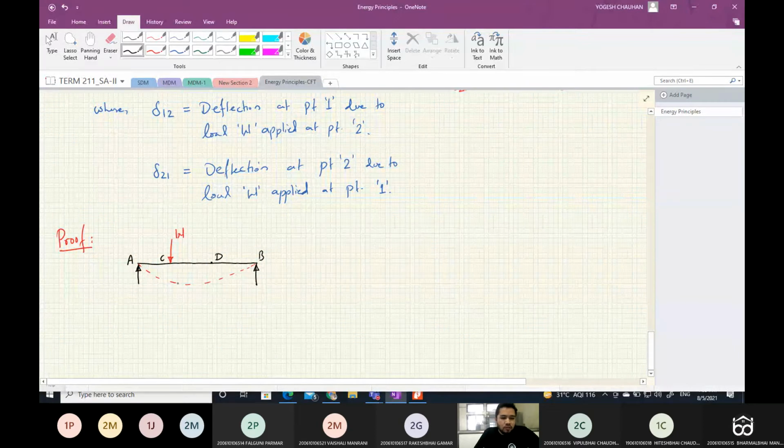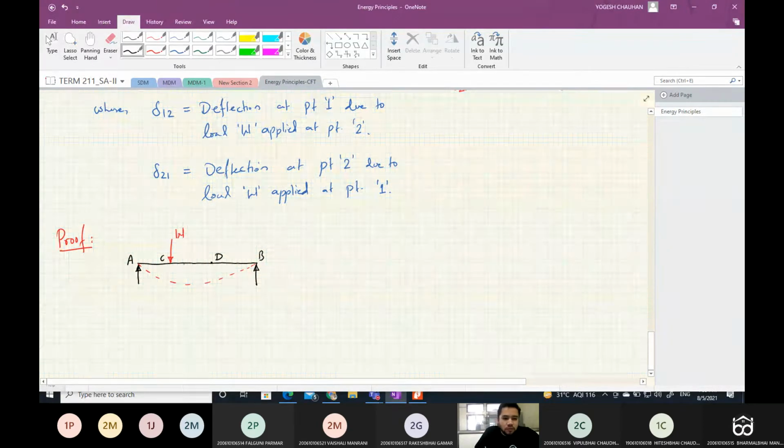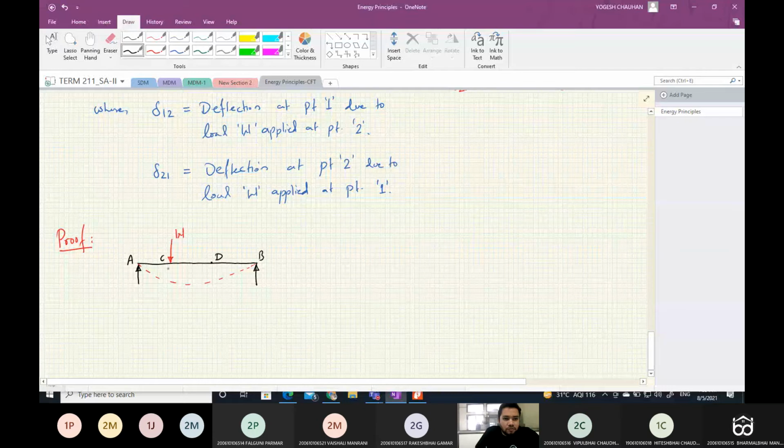So the deflection produced here, let the deflection produced here be uppercase delta C, and the deflection produced here be uppercase delta D. Now we switch the load from C to D.